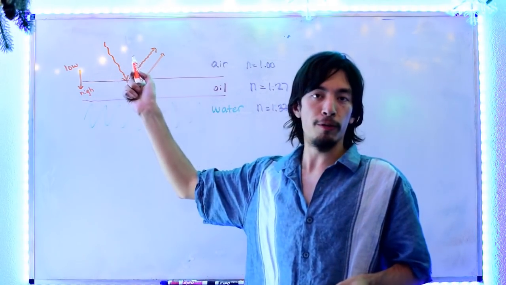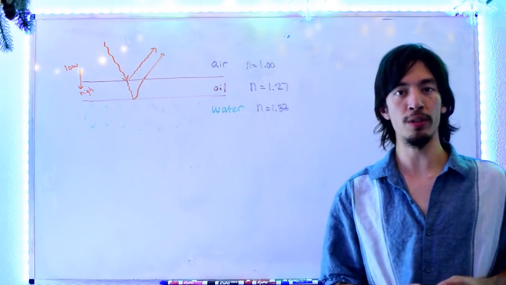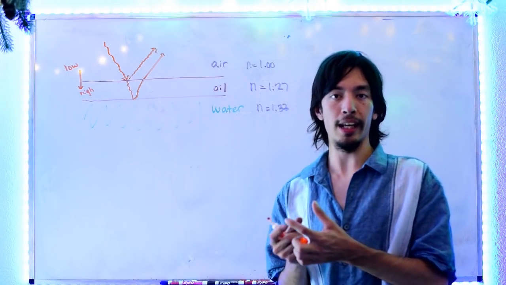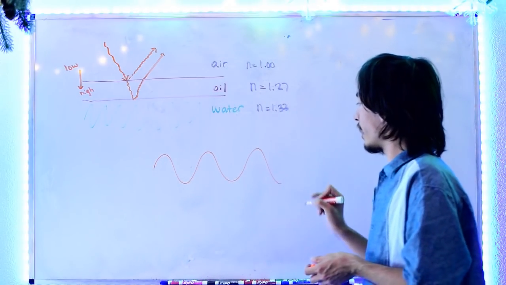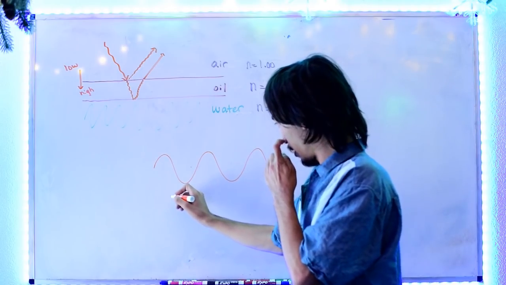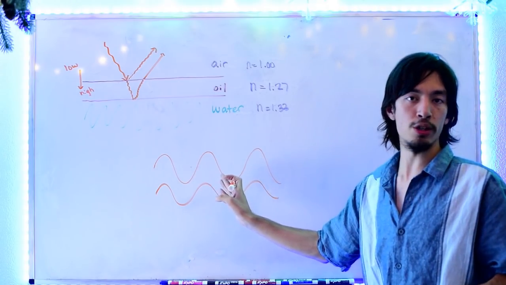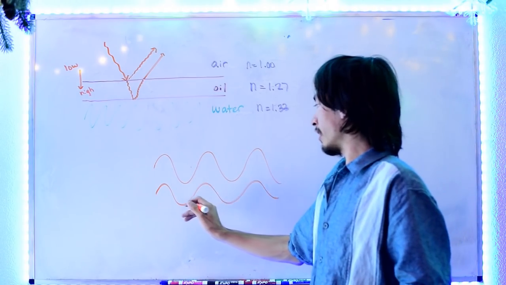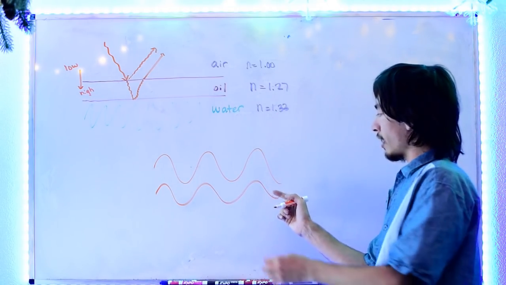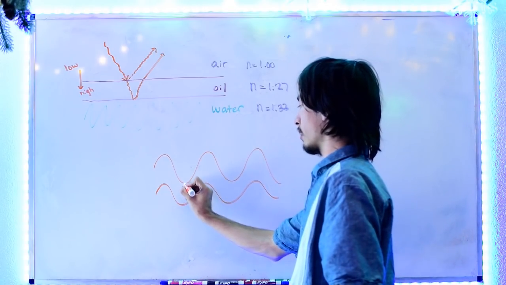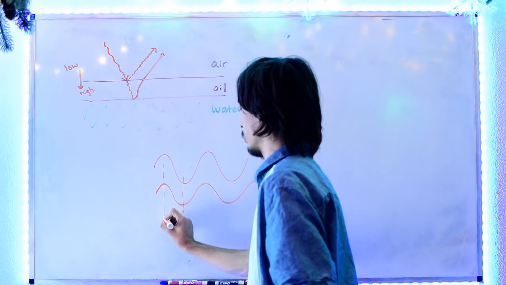So anytime you go from low index to high index, there is a phase shift that occurs in the light itself. Here's some bunch of waves, and if you have a bunch of beams of light coming in, they could all be in phase like this, so it would be constructive. A phase shift would mean that you take one of these waves and you shift it by some amount. So let's say you take this wave and you shift it by half of a wavelength, so it lines up to here, like this.